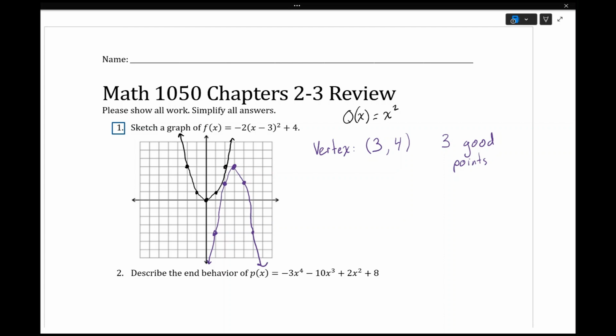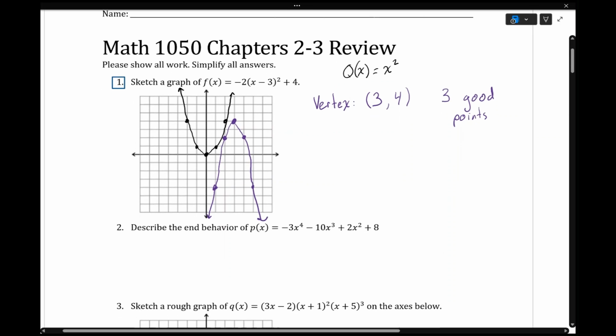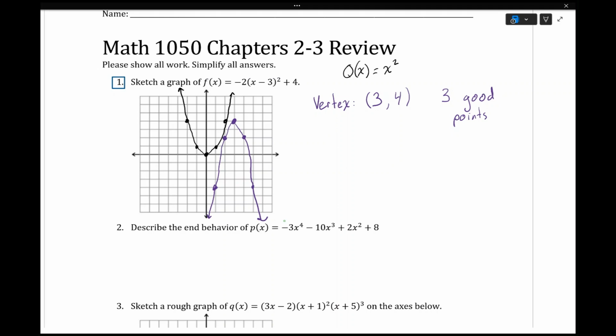Next, this next practice problem asks us to describe the end behavior of a polynomial. Now, remember, end behavior depends completely on the leading term. Because in the long run, x to the 4th is going to beat x to the 3rd, no matter what's multiplied onto it. Even if this is like minus a billion x cubed, the x to the 4th is going to beat it. So let's remind ourselves of our rules for end behavior.